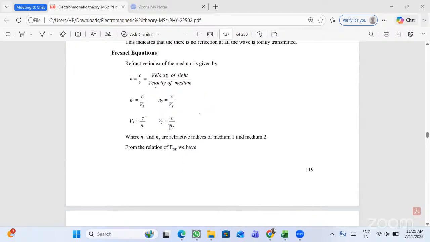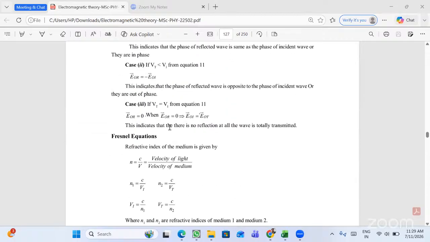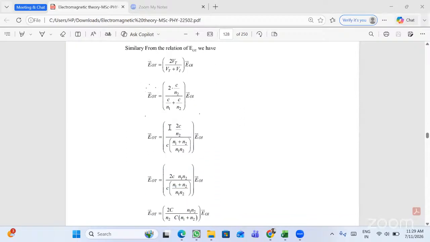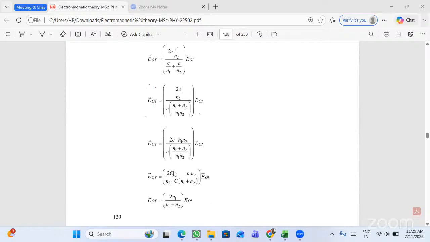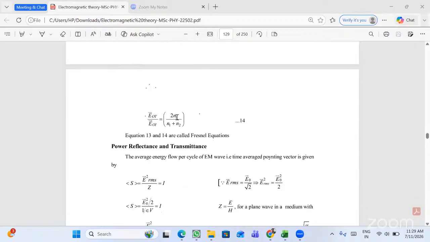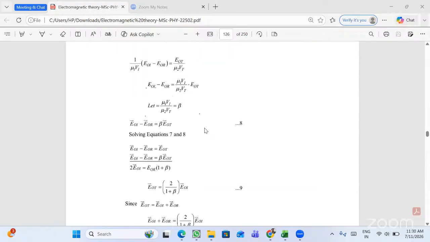By taking this into consideration, as we have got the E_O_R and all those equations, we will substitute those and get these equations. The final equation which we get is equation 13: E_OR by E_OI is equal to (n1 minus n2) by (n1 plus n2), and the 14th equation which we are going to get is 2n1 by (n1 plus n2). These 13 and 14 we will be calling Fresnel's equations.